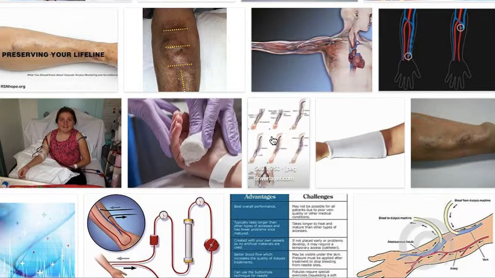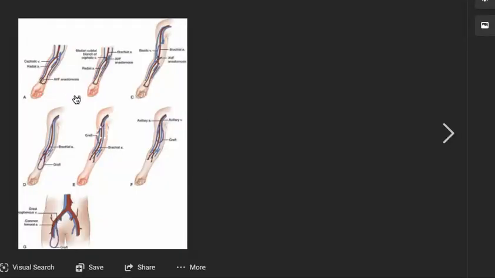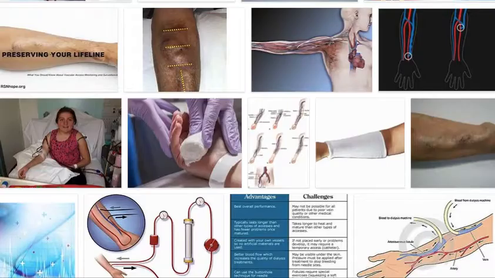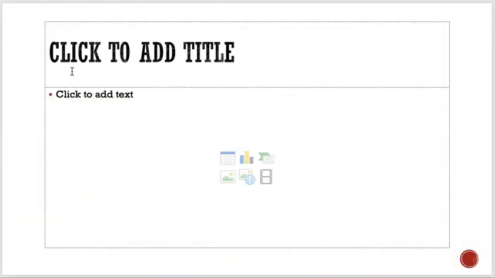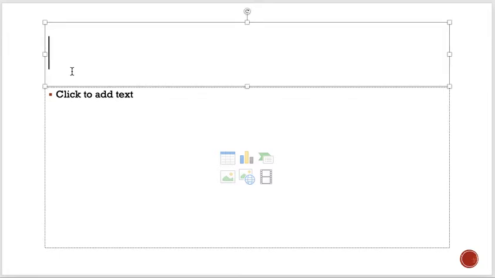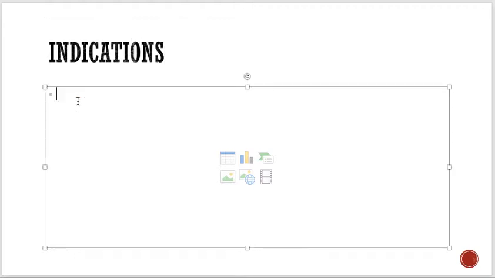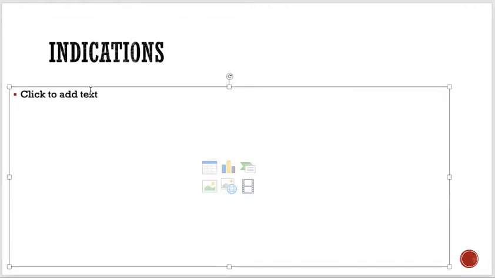A lot of photographs you can see. This is again how they had done the fistula, right? Anyhow, I will tell you the indications for renal replacement therapy. So when is renal replacement therapy needed? What are the indications? I'm talking about renal replacement therapy or dialysis, they are the same thing, or kidney transplant.